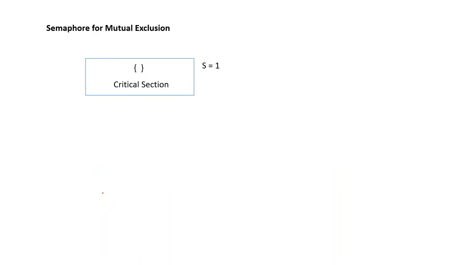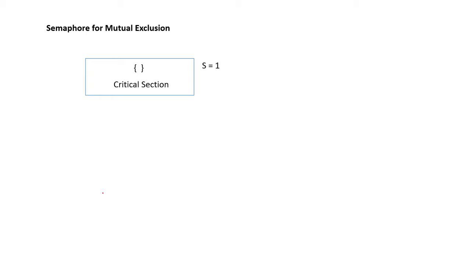So these semaphores are mostly used for mutual exclusion, where whenever a process wishes to enter the critical section, it will need to execute the wait operation to find out if there are any other processes already in the critical section. And whenever a process needs to come out of the critical section, it will need to execute the signal operation or the V operation, and then only can it come out.